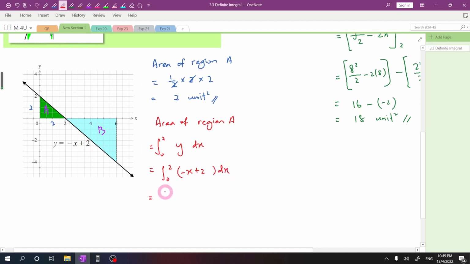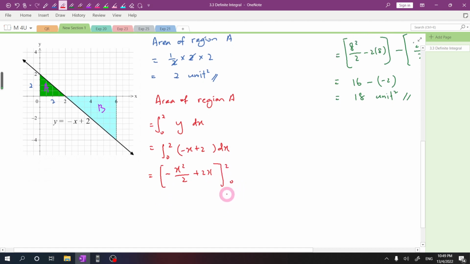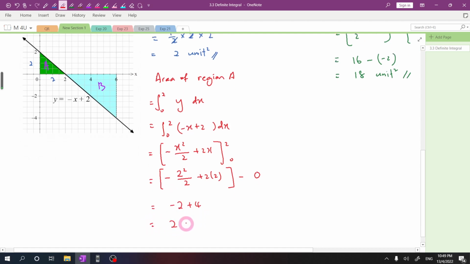Okay, now we start to do the integration. Negative x squared over 2 plus 2x. Bring in the 2, go in here and here. Then bring in 0 here and here, you get 0. So this is negative 4 over 2, which is negative 2, plus 4. You will get the same answer, which is 2 square units. No problem, right? Okay, now we need to be more careful for this part.